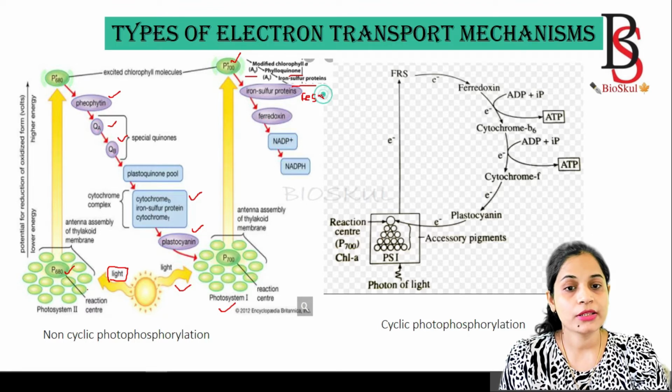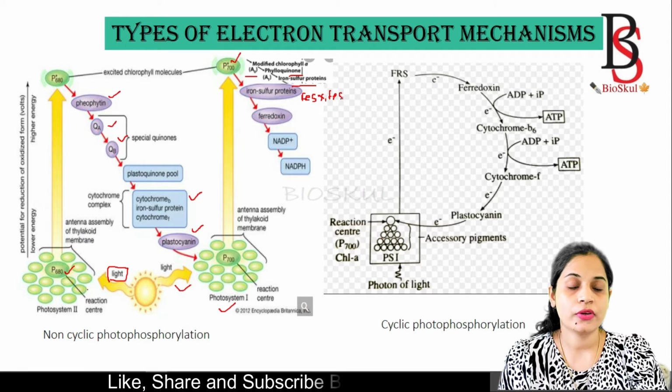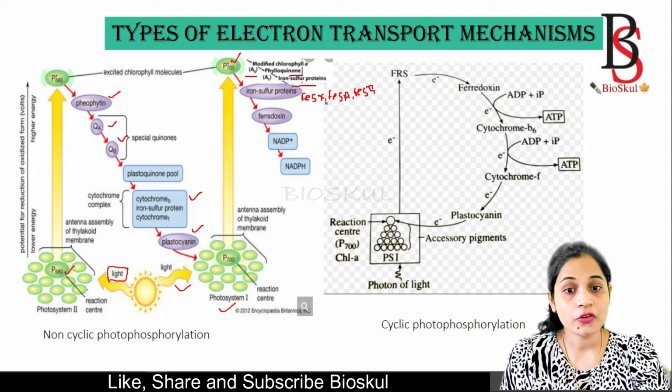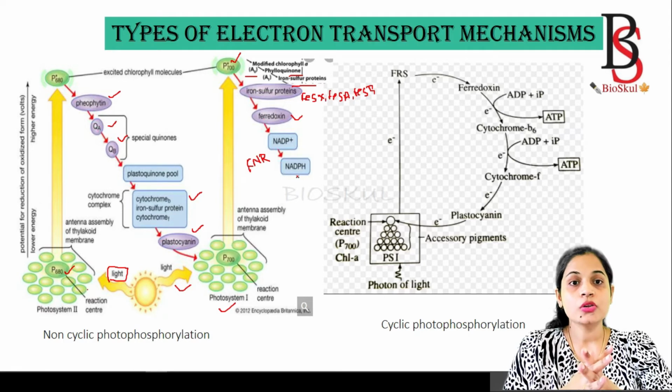You have to remember the sequence: FeX, followed by FeA and FeB. Iron sulfur complex X, then A, then B. Then from the iron sulfur protein complex, it moves to ferredoxin, and in the presence of the enzyme ferredoxin NADP reductase, in short FNR, it converts NADP to NADPH. So what is the sequence?